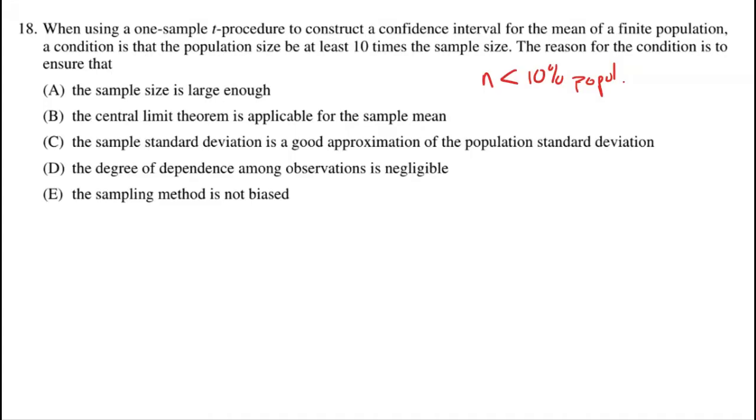So that's exactly what the answer is going to be here. It's going to be choice D: the degree of dependence among observations is negligible. That's why we have to check the 10% condition, to ensure that, yes, we know that we're not going to have independence when we're sampling without replacement. But it's okay.